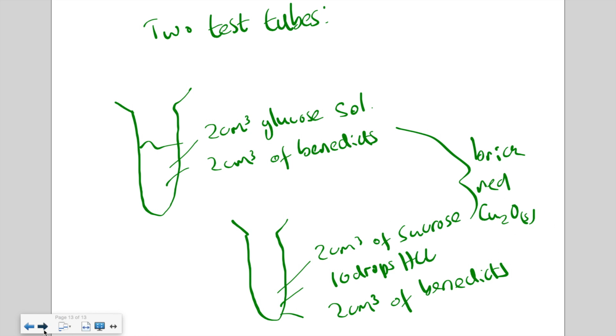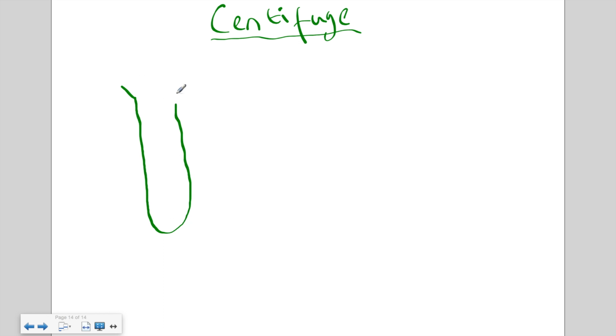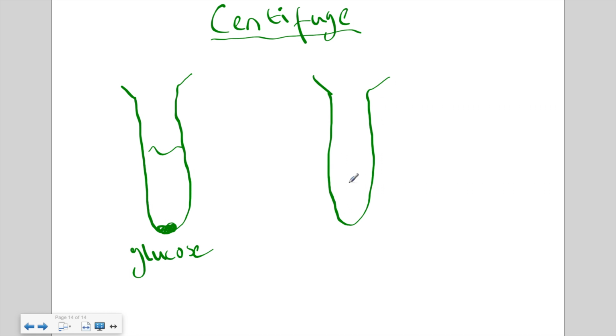Okay, so when we stick them in a centrifuge which spins them really fast, 3000 RPM, and pushes all the precipitate down to the bottom, why is it that we ended up with the glucose looking like it had this amount of precipitate? So this would be your glucose. But quite clearly the sucrose produced almost double the amount of precipitate. That is the extension question.